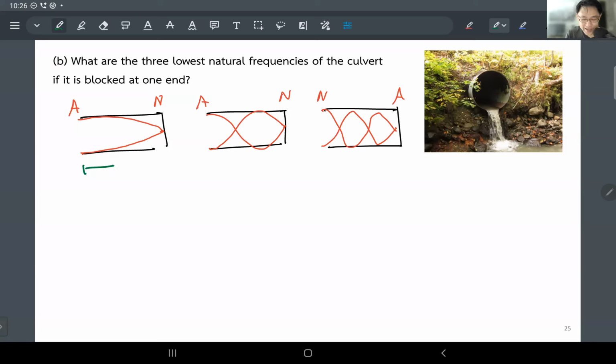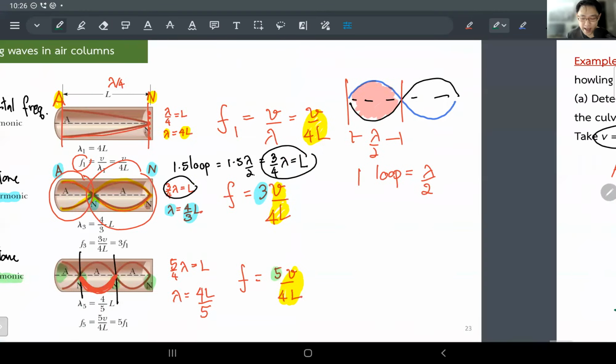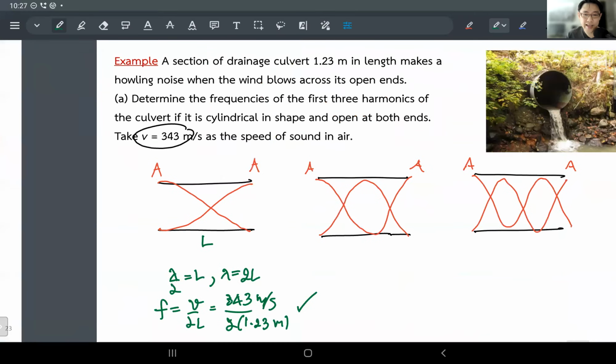And you just say, okay, this one is the wavelength over 4 is the length of the tube. So the lambda is going to be 4 times the length. And the frequency is going to be V over lambda. And that is your fundamental frequency. Okay, and then on and on. And once again, if you slide back, it's going to fit exactly like this.